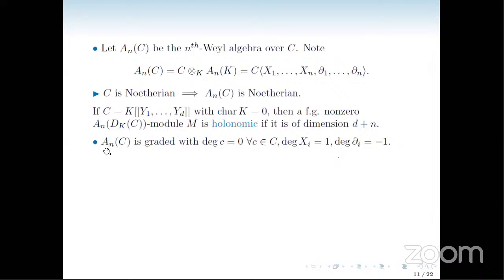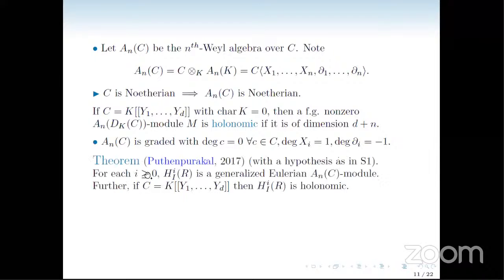We can consider grading on A and C by defining the degree of small c to be 0 for any element small c in capital C, and the degree of x_i is 1 and the degree of ∂_i is minus 1. Then Puthenpurakal proved that the ith local cohomology module of R is a generalized Eulerian A_nC module. So here C is any commutative Noetherian ring. And this is the crucial result that we will be using later on.